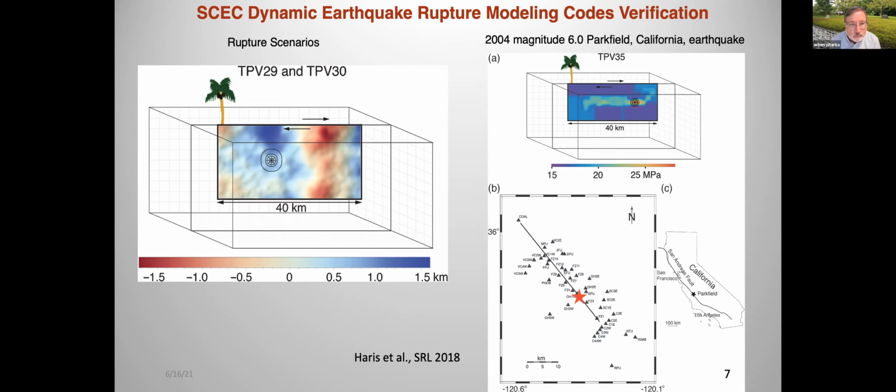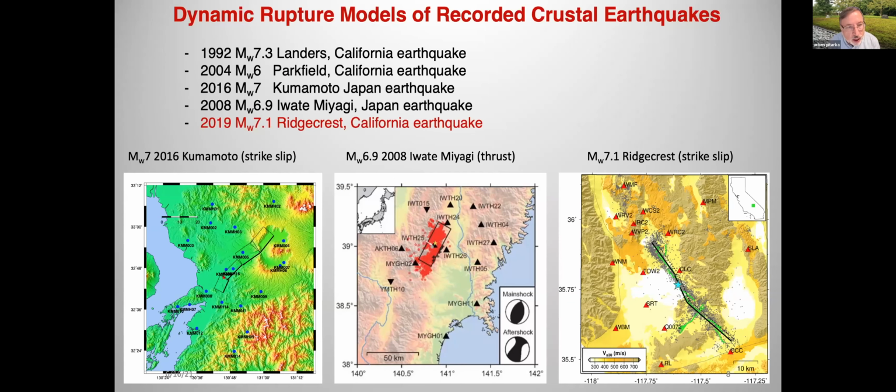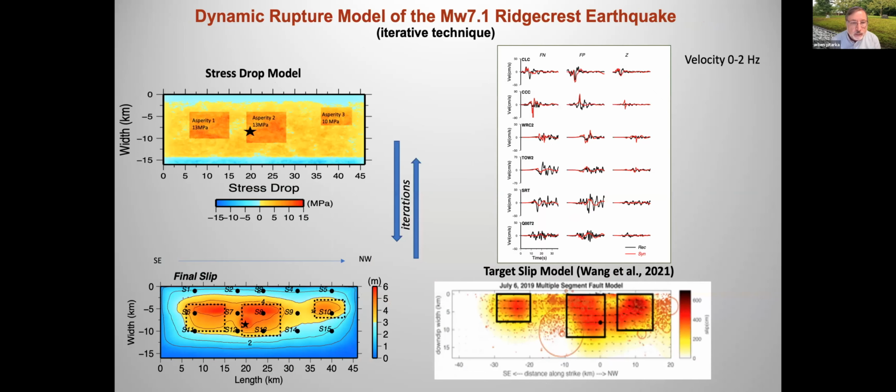We as a group have also done some simulations of rupture dynamics for several earthquakes, where we try to understand the physics, but also try to grab as much as we can so that we can create these correlations between different rupture parameters. And I'll show one example, which is the Ridgecrest earthquake.